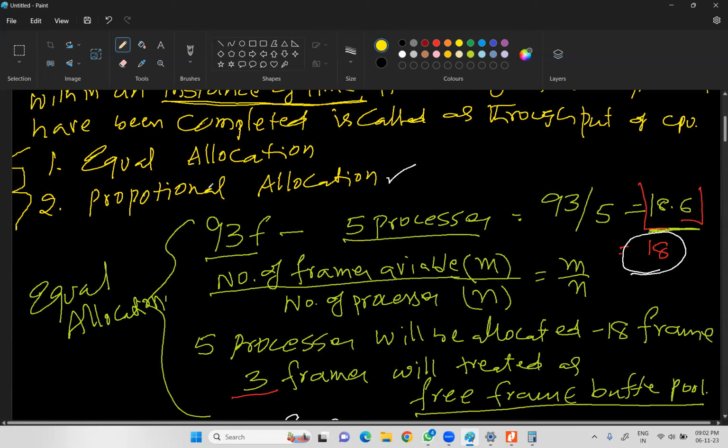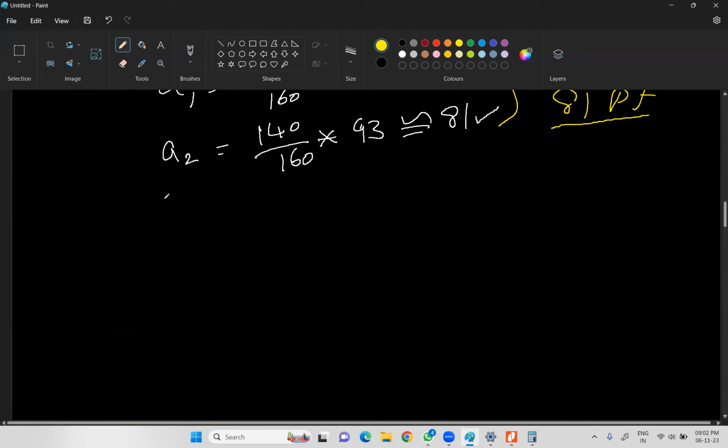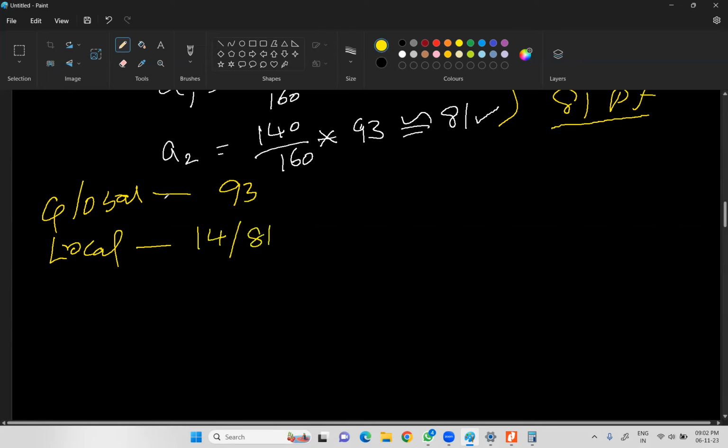But how are the frames being treated: from global space or local space? For example, if you take global space, all 93 are available in a global area. If you take local space, after allocation, 14 will be there with process 1 and 81 will be there with process 2. Replacement will happen only within 14, only within 81. You are not supposed to go to the other.